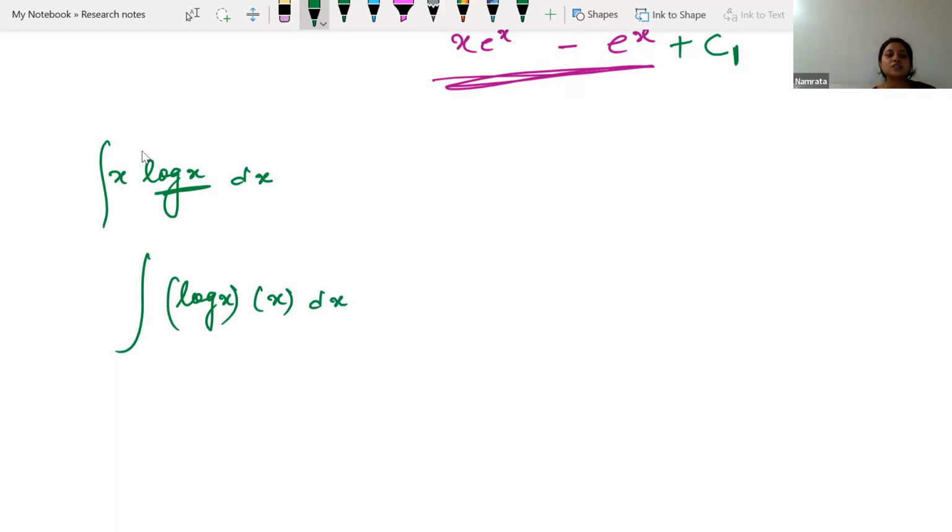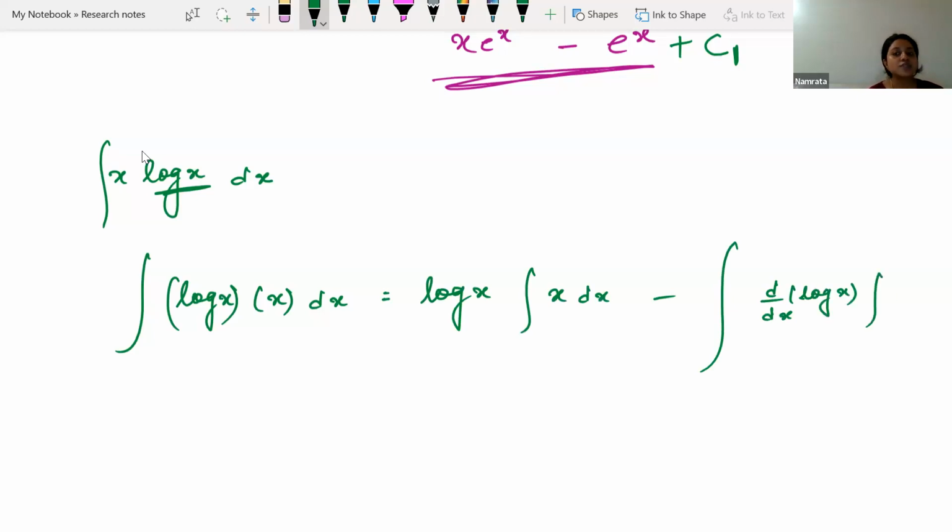Because multiplication is there, so you can write it here and there. Multiplication is commutative. 3 into 4, 4 into 3 is the same thing. Okay, so I'm just writing it here and there, and now I'm going to apply the formula. That is first function, integration of second function, minus derivative of first function, integration of second function, and completely integration.